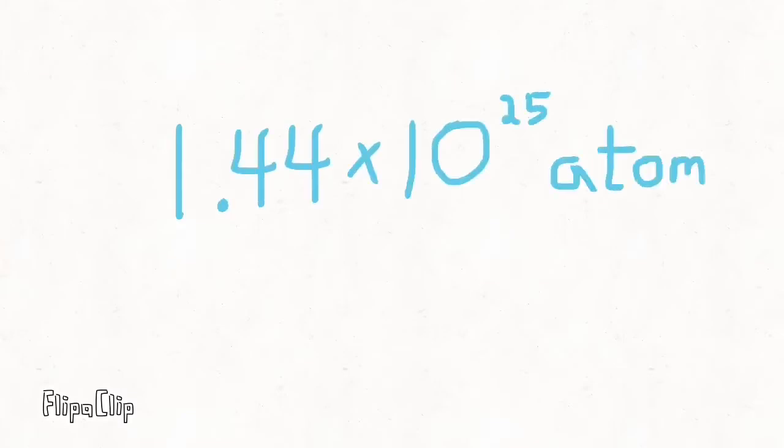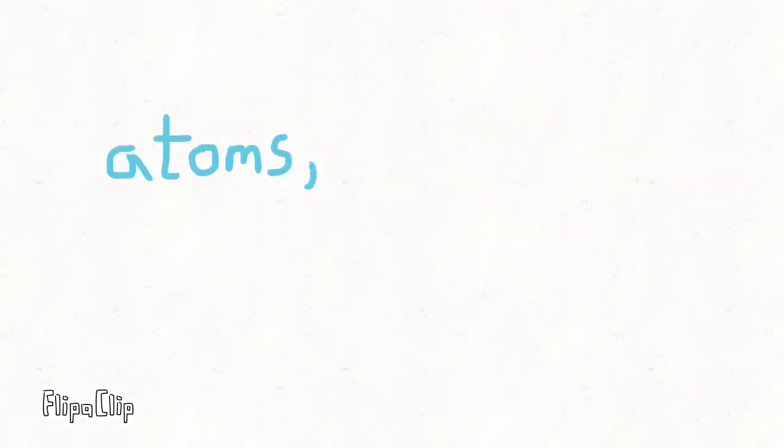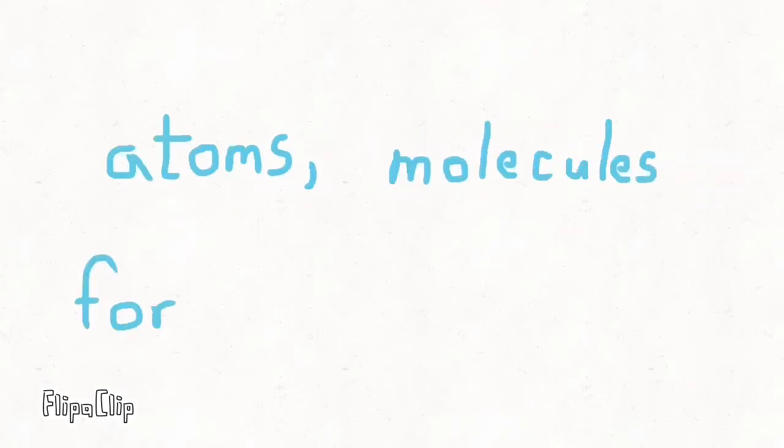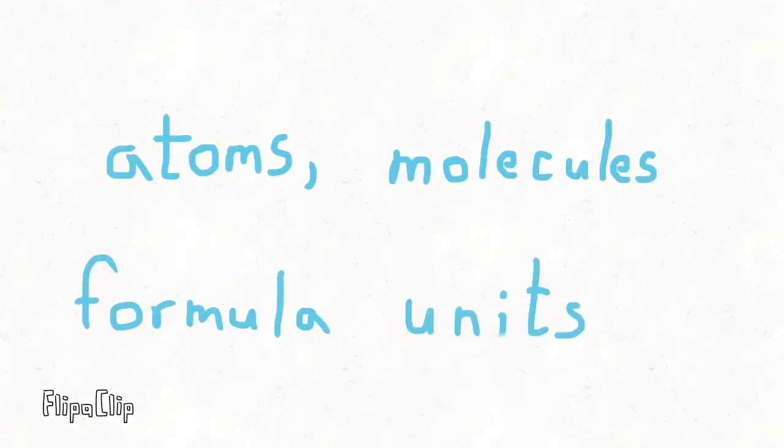Atoms. There's that word again. So when you see the words atom, molecules, or formula units, that's your sign that you're going to need 6.02 times 10 to the 23rd.